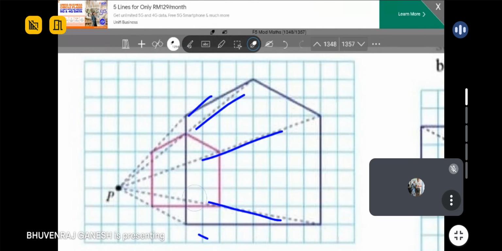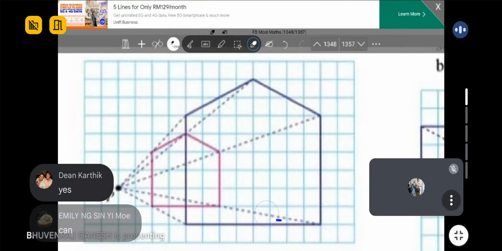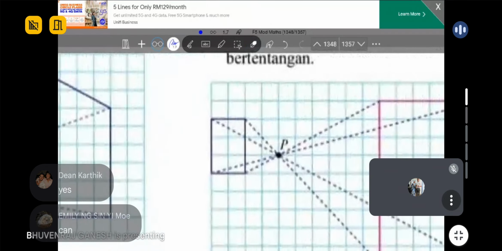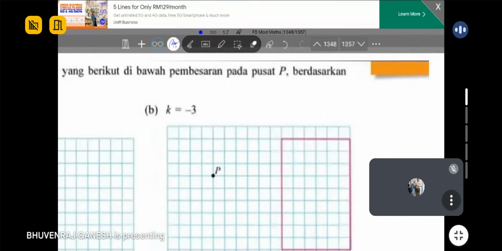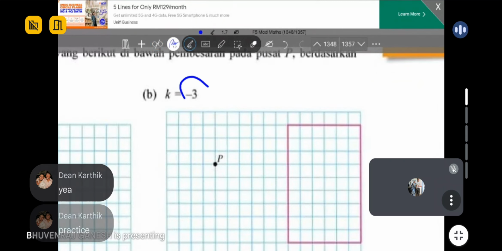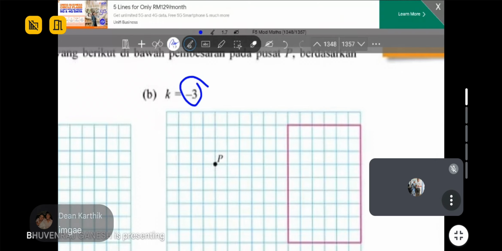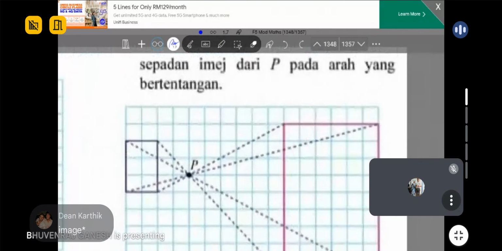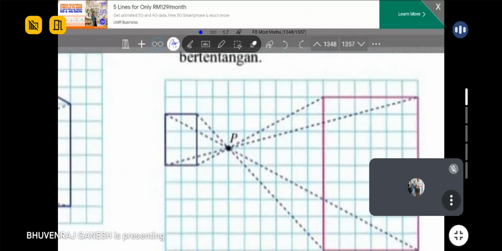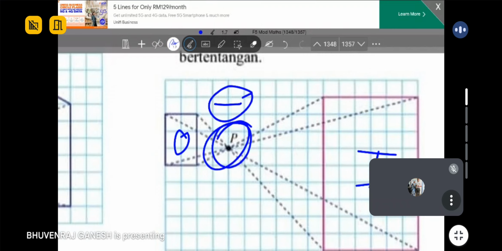Some response, please. Can or not? Make sure in the exam you can do it, because sometimes the exam scenario is a bit different. So if you see -3, object or image, which one is bigger? Yes, image is bigger. Correct. So you will get something like this. This is your object, this is your image. This one is negative because the center of enlargement is in the middle.